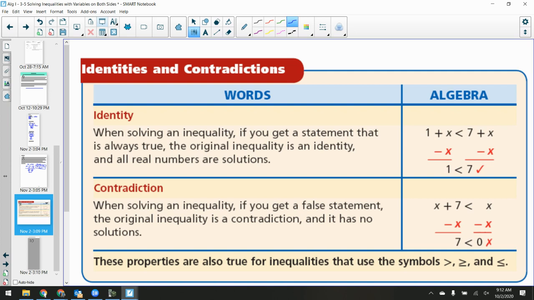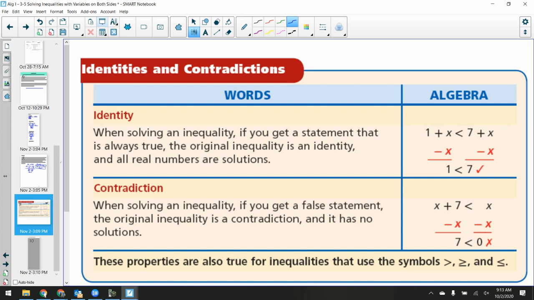The same thing is going to apply, but we just have to think about it a little bit more because it's no longer an equality, it's an inequality. Like if you got 1 is less than 7, yeah, those numbers don't match, but they don't have to match, right? It's not an equality, it's an inequality. Is 1 less than 7 a true statement? Yes, then it's all real numbers. If your variables cancel out and you get a false statement, like 7 is less than 0, is 7 less than 0? No, that's a no solution. That's a contradiction, that's a false statement, okay? So the answer would be no solution.